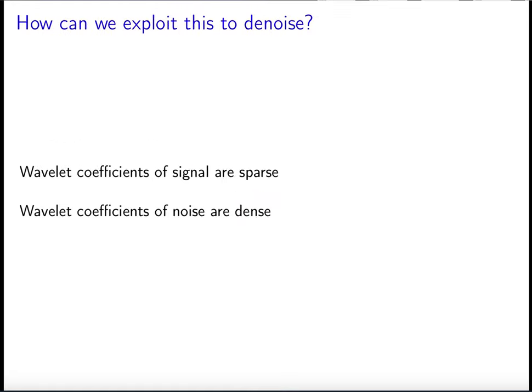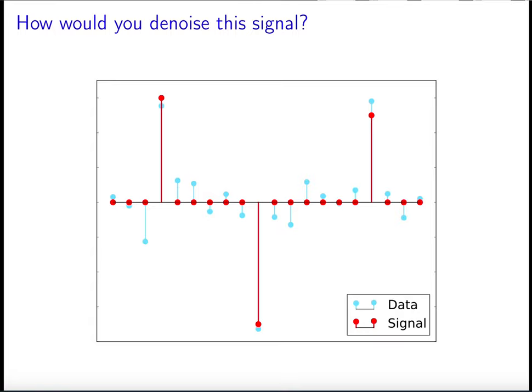So we end up with this situation where the wavelet coefficients of the signal are sparse and the wavelet coefficients of the noise are very dense. So how would you exploit this to denoise? We have a situation like this, where basically the signal manifests itself in having these high coefficients.